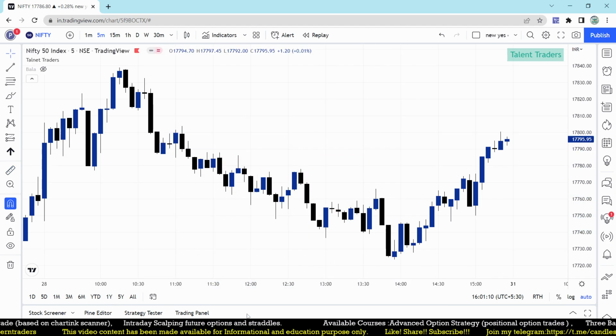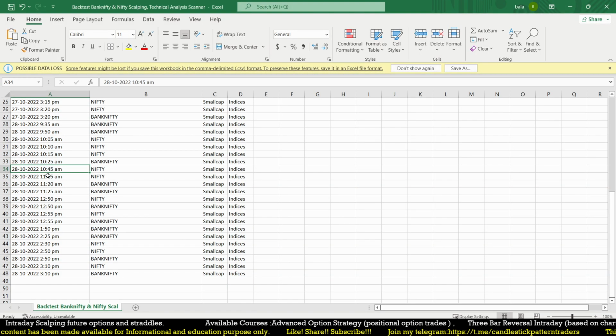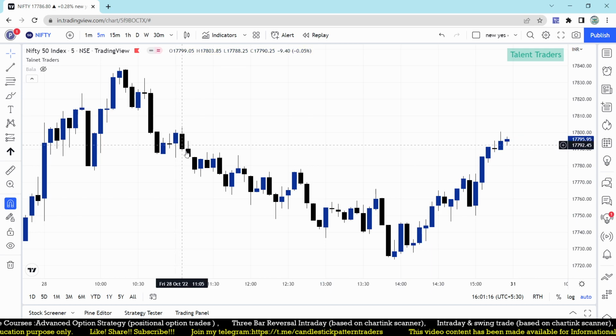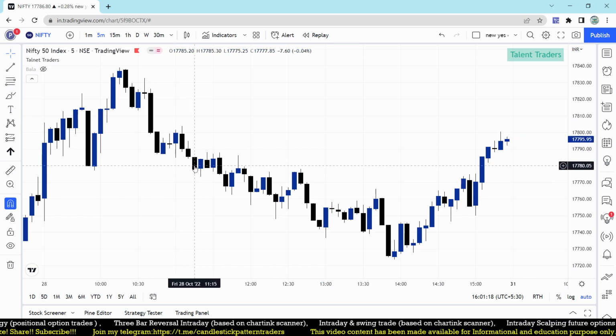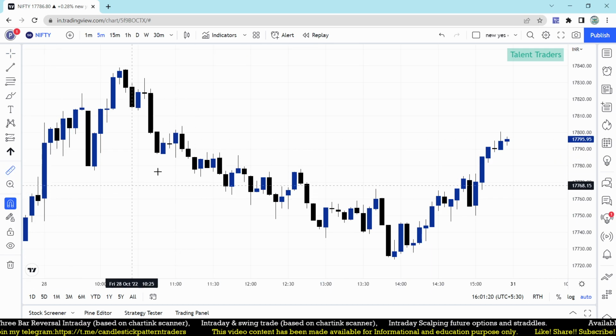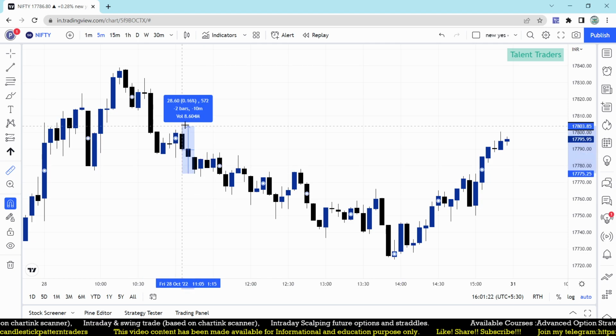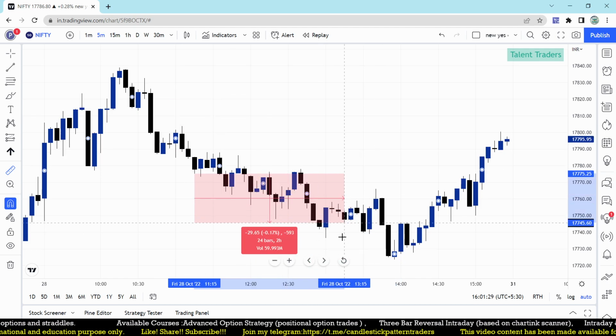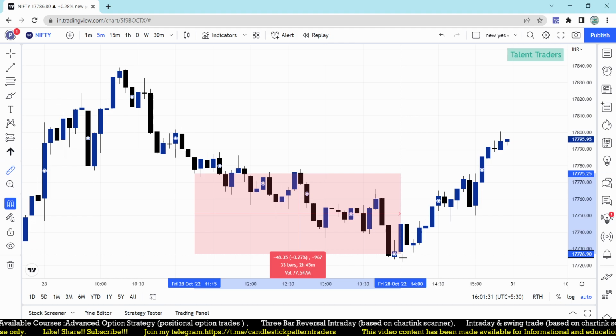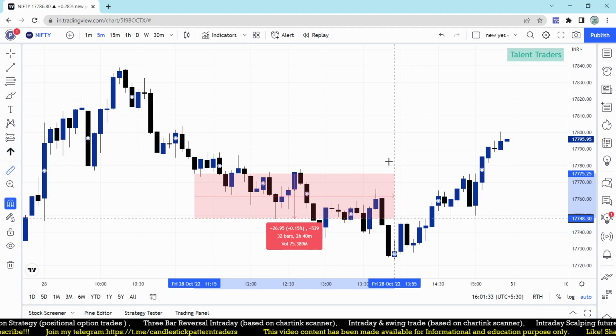And again let me check the other ones. 11:15, same Nifty again, 11:15 1, 2, 3. This is another selling opportunity on Nifty. At this point we are taking a 28 point risk on this 11:15 signal, and it generates more than 40-50 points, so it is also a profitable trade.